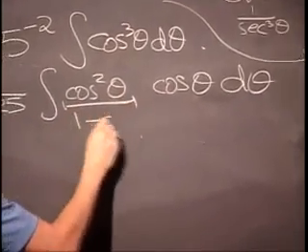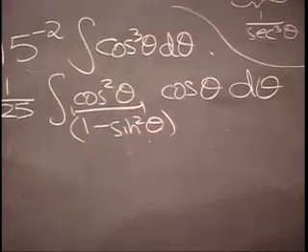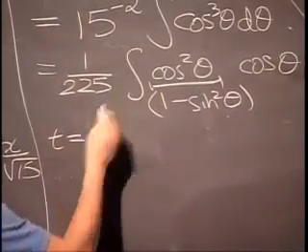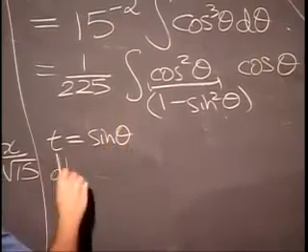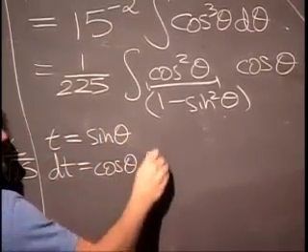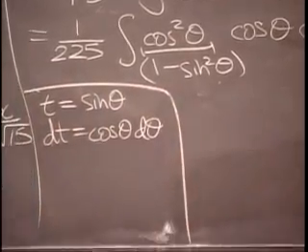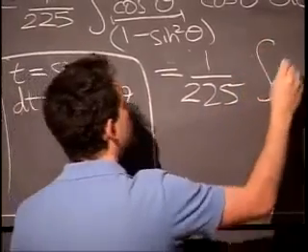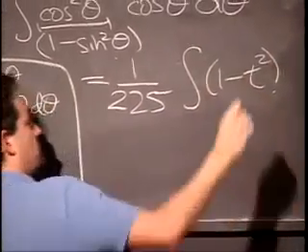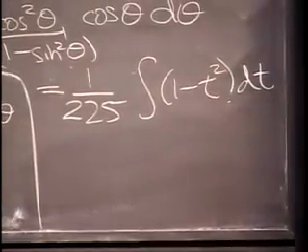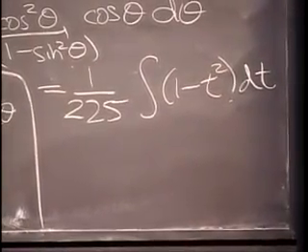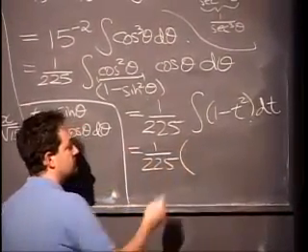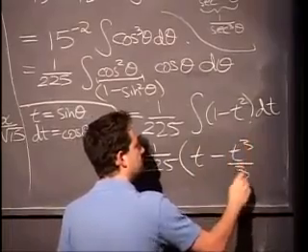Replace this by 1 minus sine squared theta. And substitute a further regular substitution, t equals sine theta. So dt is cosine theta d theta. And the integral becomes 1 over 225 integral 1 minus t squared dt, since dt is cosine theta d theta. So this is 1 over 225 times t minus t cubed over 3 plus a constant.